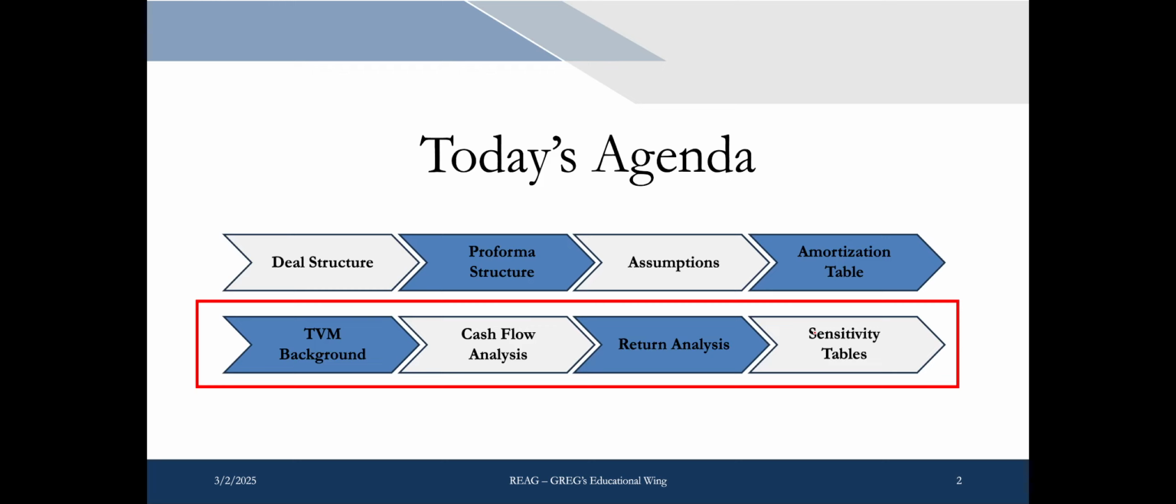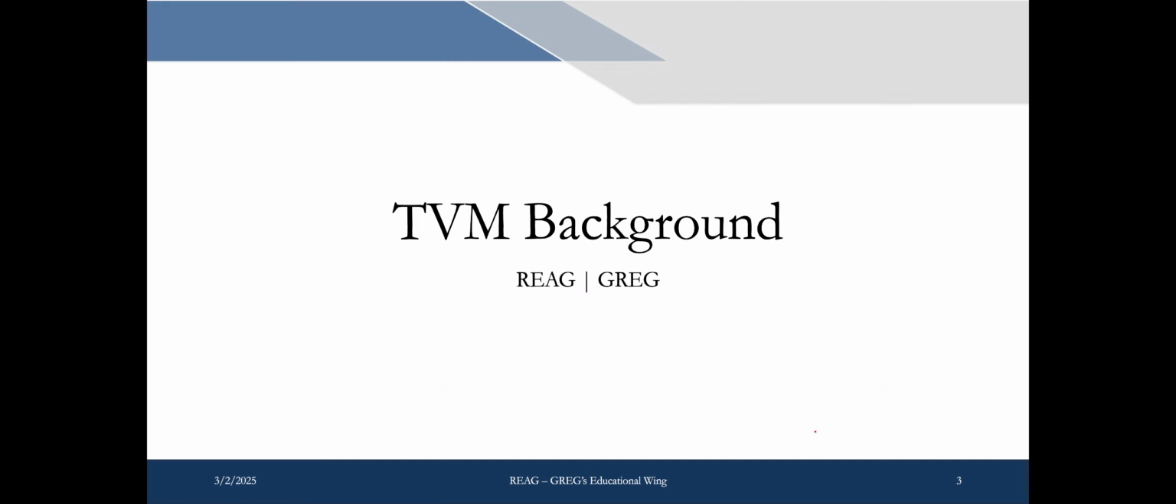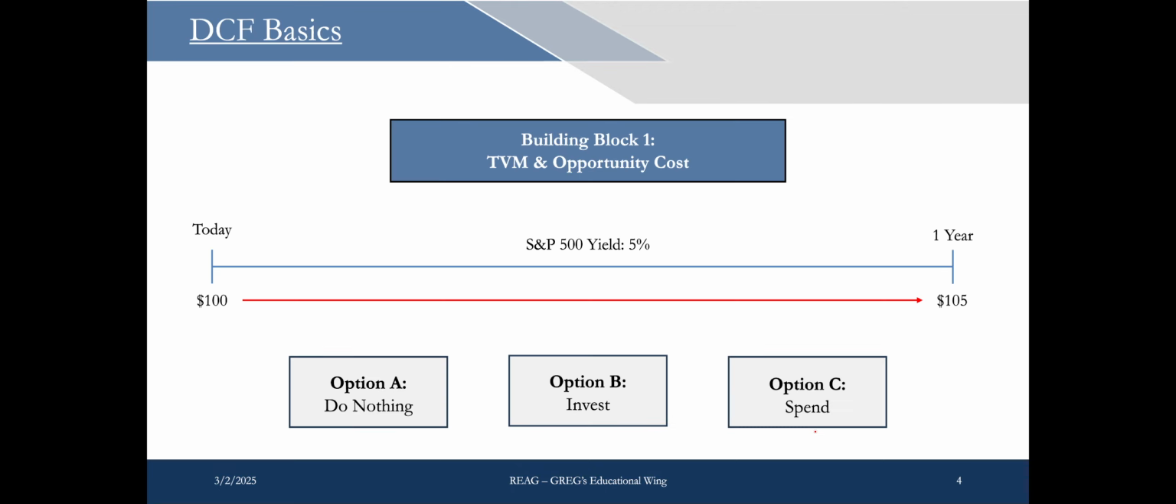Today's agenda: we're going over time value of money, just very basic background, then cash flow analysis, and then return analysis. We will not be hitting sensitivity tables as it would be too much to go over in one sitting. We'll also upgrade the model so that everything ties together. With that, we can jump right into our very first example of time value of money.